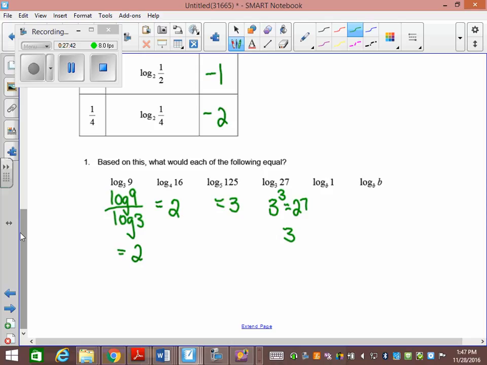B to the what exponent is 1? 0. What's log b divided by log b? 1. Because you guys told me that log 1 divided by 1 is 1. So this would just be this divided by this. So it's 1.